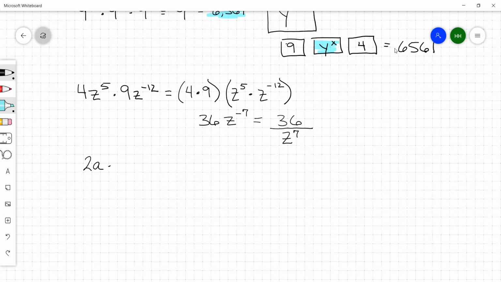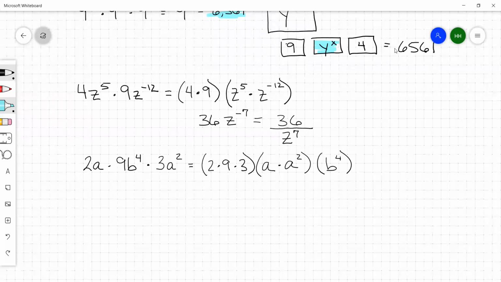2a times 9b to the 4th times 3a squared. All right, again, if you need to, you can regroup this. So you take your 2 times your 9 times your 3. And then we can group our a to the 1st and our, be careful here, that first a, that's a to the 1st, but it doesn't get written. So that's a to the 1st times a squared. And then we've got a b to the 4th.